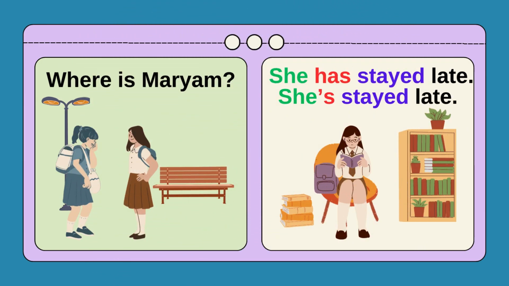Or maybe these students would ask, where is Miriam? They could state, she has stayed late. You can also combine she and has to make she's. She's stayed late.